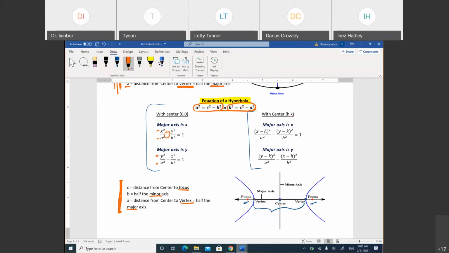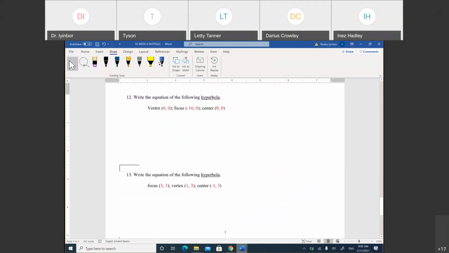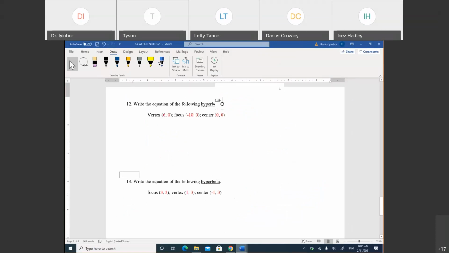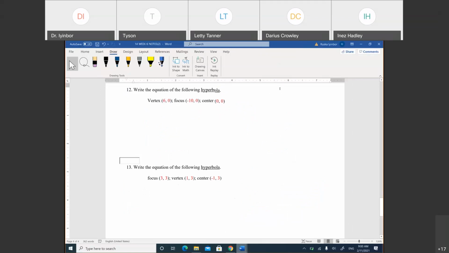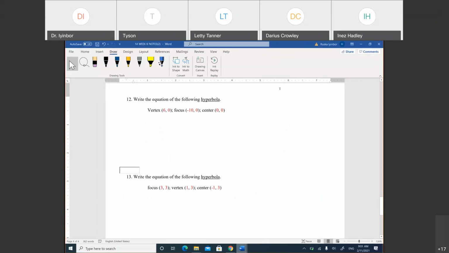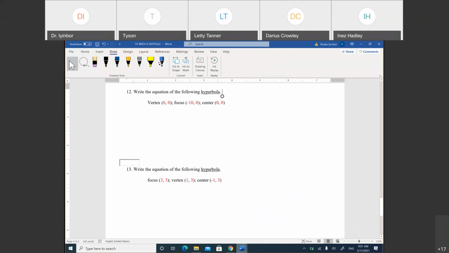And let's start solving some problems. Number 12. So on number 12, we have given, write the equation of hyperbola. We have given all these 3 points. We have vertex, focuses, center. So looking at these 3 points, what is your major axis? Which coordinate is changing? Major axis X, or major axis Y? That's right. X. Major axis, yes, good job. X, because X is changing.